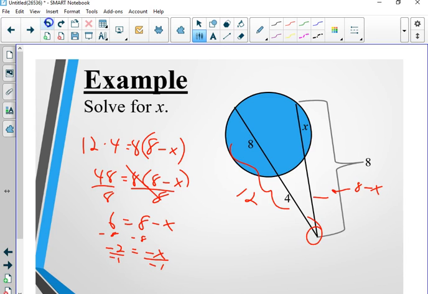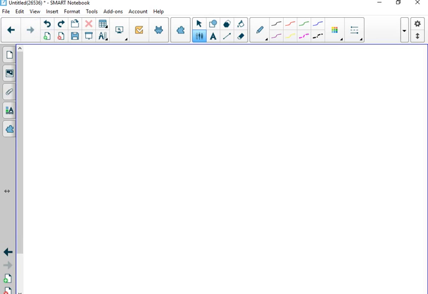Let's clean that up. I'll draw my equal signs. There we go. X equals 2. And again, if you check that out, that would make this 2. That would make that 6. 6 plus 2 is 8. 8 times 6 is 48. 12 times 4 is 48. It checks out. And that's it.